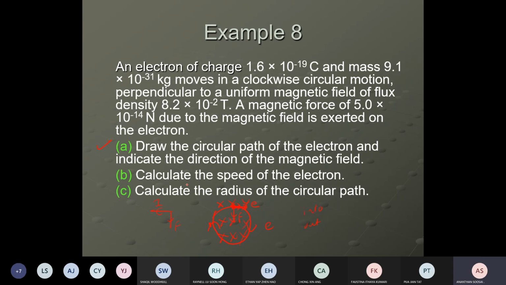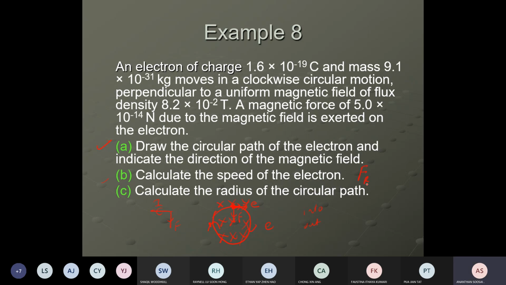Okay, next. B. Calculate the speed of the electron. So what speed is the electron traveling at? They already give all the information. Do they give the radius? Oh, the radius is not given. The electron mass, perpendicular to the uniform field density, the magnetic force is given. So we find the speed.